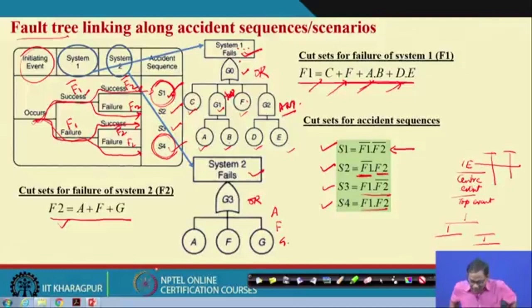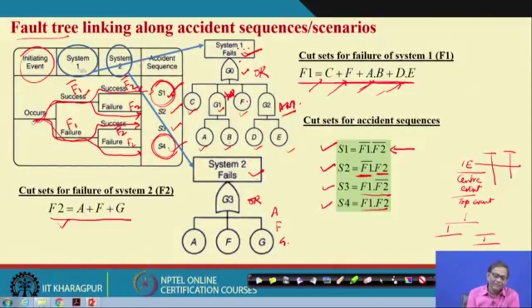Now, let us see how we will get the sequence using these basic events A, F, G, C, F, A, B, something like this. That is our job. What is our job then? We want to link the fault tree with the accident sequences. By accident sequences, we understand basically the path. By accident scenario, the end states like S1, S2, S3, S4. These end states will result if the initiating event occurs, and depending on the behavior of the system against the initiating event, different scenarios will be developed, maybe with a higher level of severity.